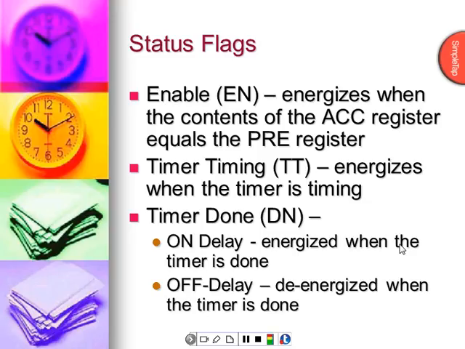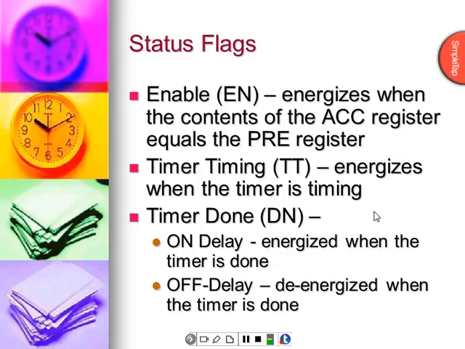So if I wanted to turn on a light to see that the timer was in timing mode, I could do that. I'd use the TT flag. When the timer's not enabled and ready to go, that won't work. Once it's done, it won't work. And I know I'm repeating, but you got to know that. Everybody okay?